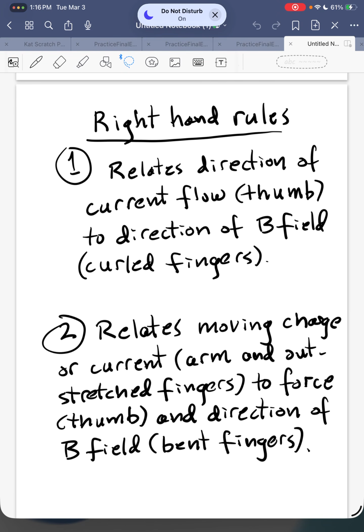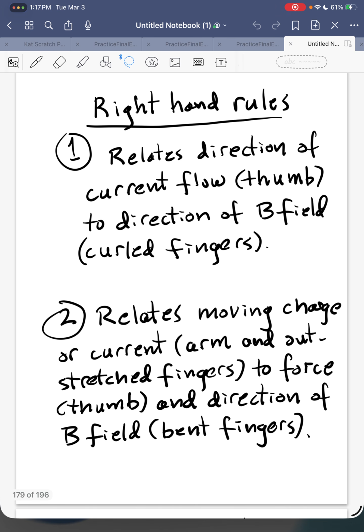Okay, several of you have asked me to go over the different types of right-hand rules we've covered in the class when we're talking about electricity and magnetism. So here's a quick video to try to describe those things. First of all, there's two types of right-hand rules. I'll verbally describe them here, and then I'll graphically go over them in the next few slides.